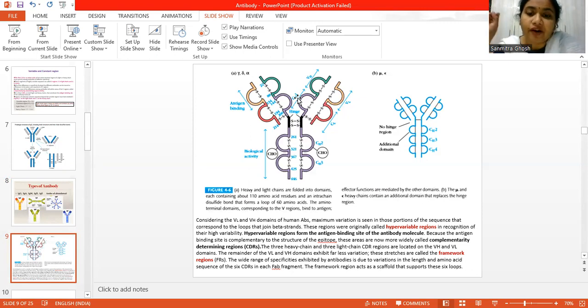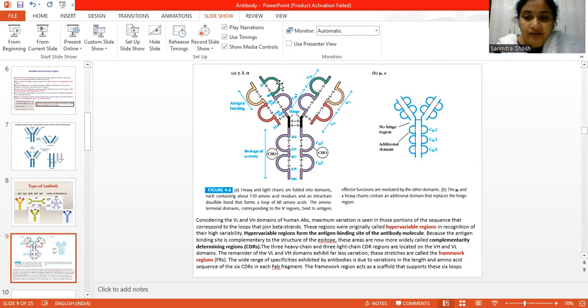Hypervariable regions form the antigen binding site of the antibody. This is the portion of the antibody that is dedicated to interacting with the antigen, and because of the hypervariable nature of the amino acid sequence there, antibodies can show their activity against diverse forms of antigens.